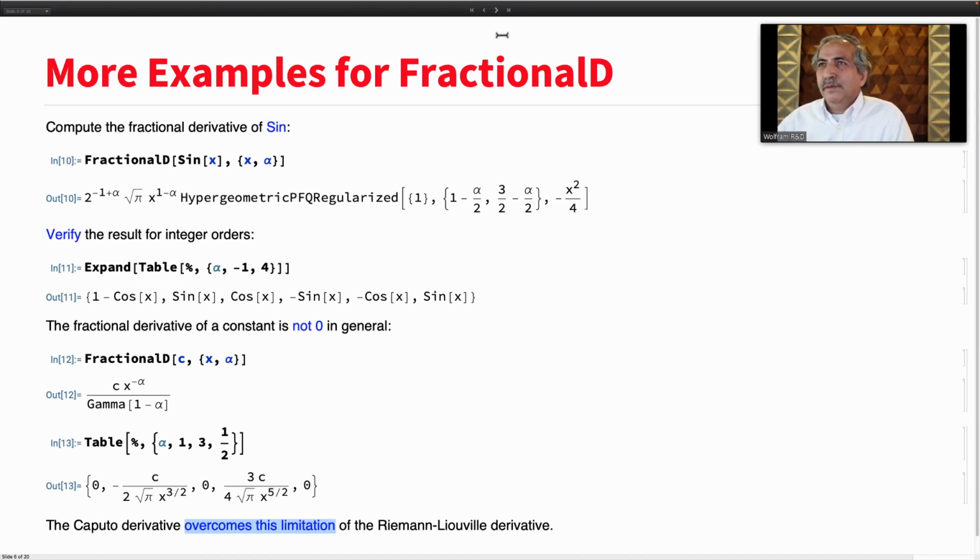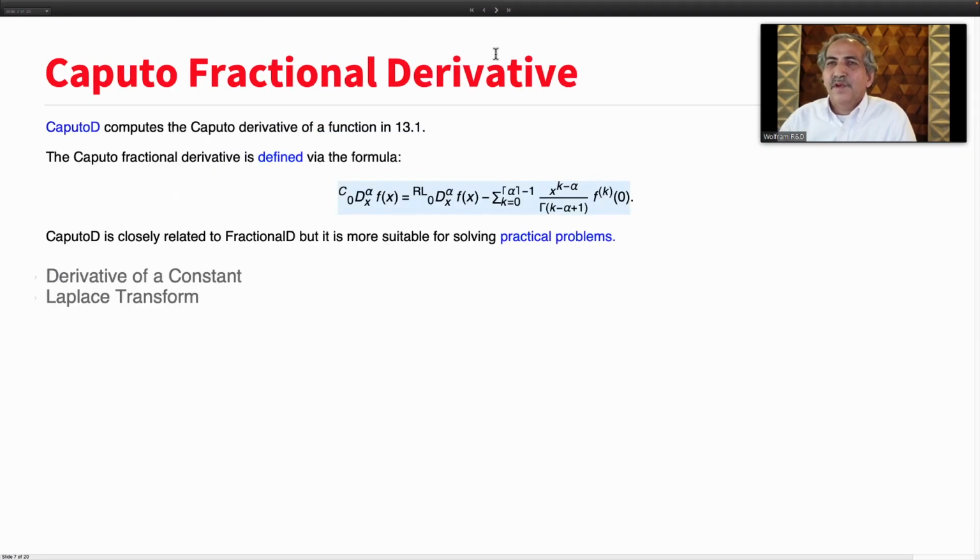Okay, so now on to the most useful fractional derivative for us, which is the Caputo fractional derivative. So the Caputo derivative is computed by CaputoD in 13.1 as defined by this formula over here. So C stands for Caputo, R for Riemann-Liouville. That's the Caputo definition, Riemann-Liouville definition. And what you see over here, you're taking the Riemann-Liouville derivative and then subtracting off some terms which involve the derivatives at 0. And that's what is required for things to work really well. So this CaputoD is very close to fractional D, but it's much more useful for solving practical problems.